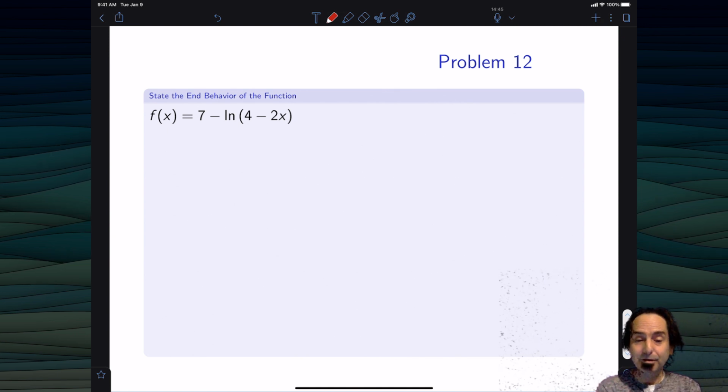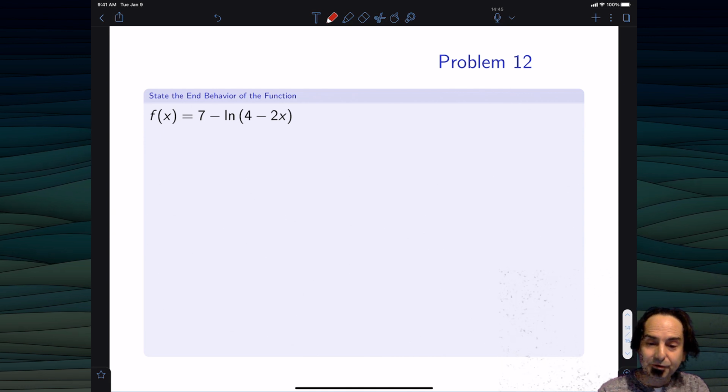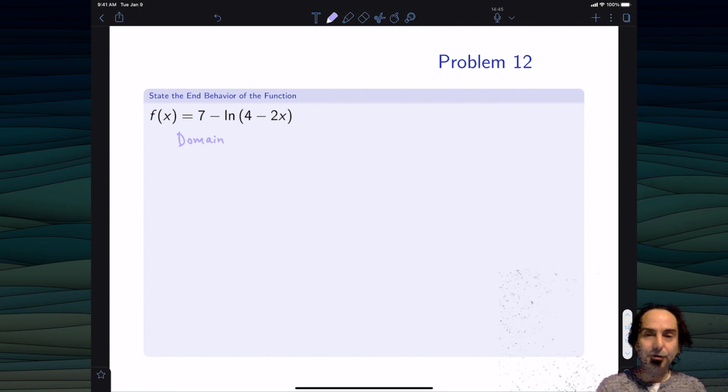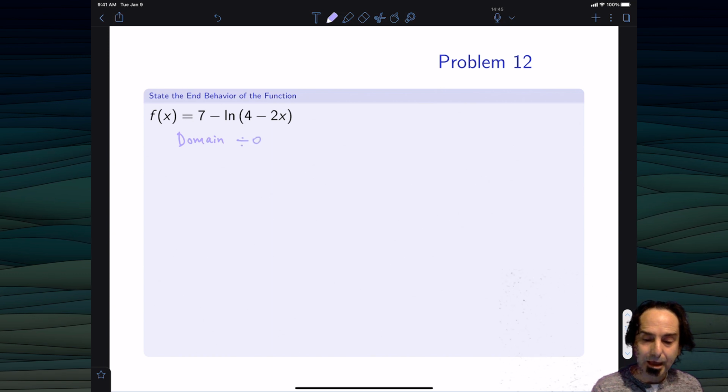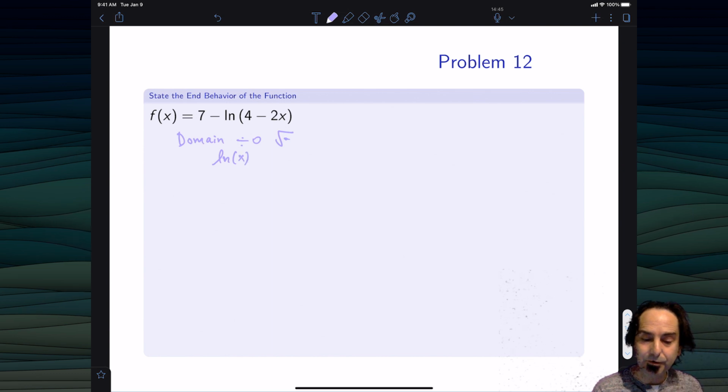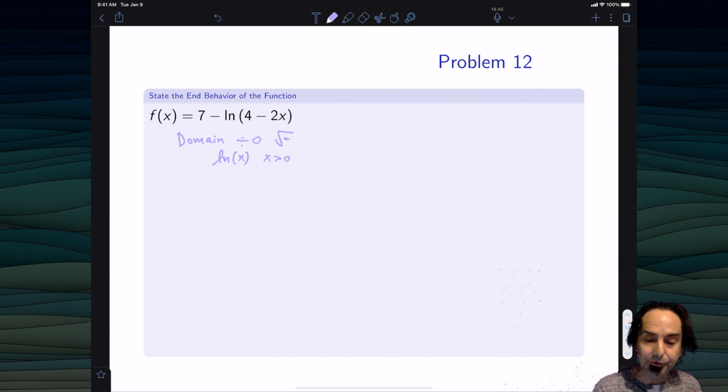State the end behavior of the function. Yikes. Okay, so we should take a stab at graphing this. And I just want to start with the domain. Remember that there are some things we have to watch for in the domain. One is we never want to divide by 0, and we never want to take the square root of a negative number. And with logarithms, there's still the same thing. If you have the logarithm of x, natural log or any log, then x must be bigger than 0.